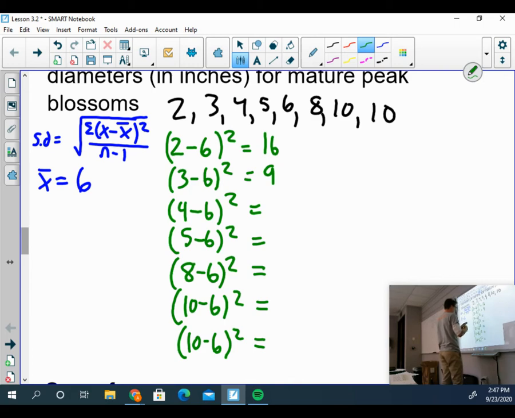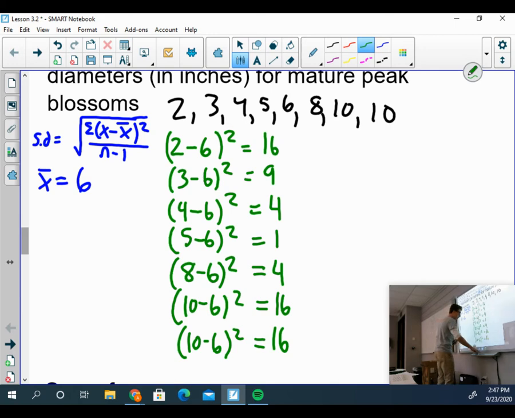4 minus 6 squared is 4. 5 minus 6 squared is 1. 8 minus 6 squared is 4. Again, if you go back to the theory part, the whole reason we square it is so that 4 minus 6 and 8 minus 6 give us the same distance from the mean. 10 minus 6 squared is 16 and 16.